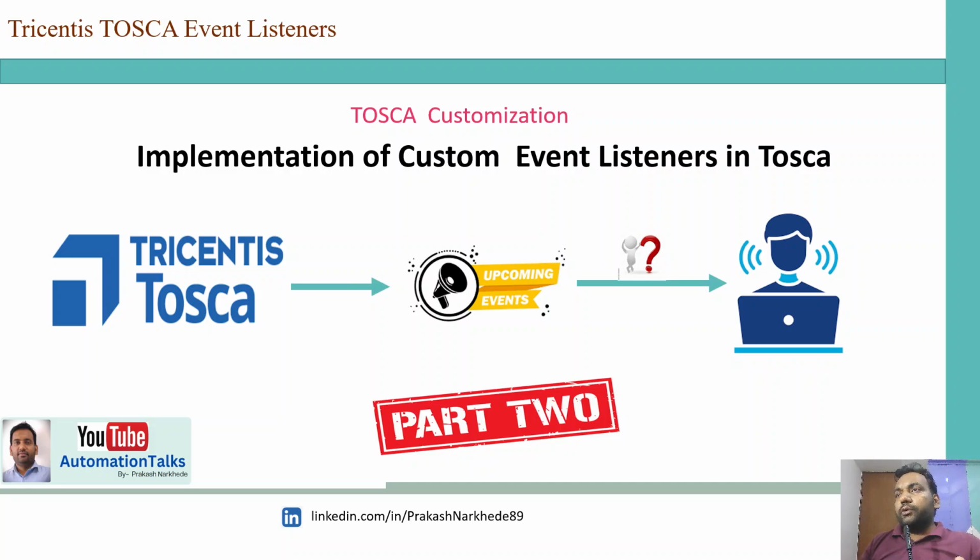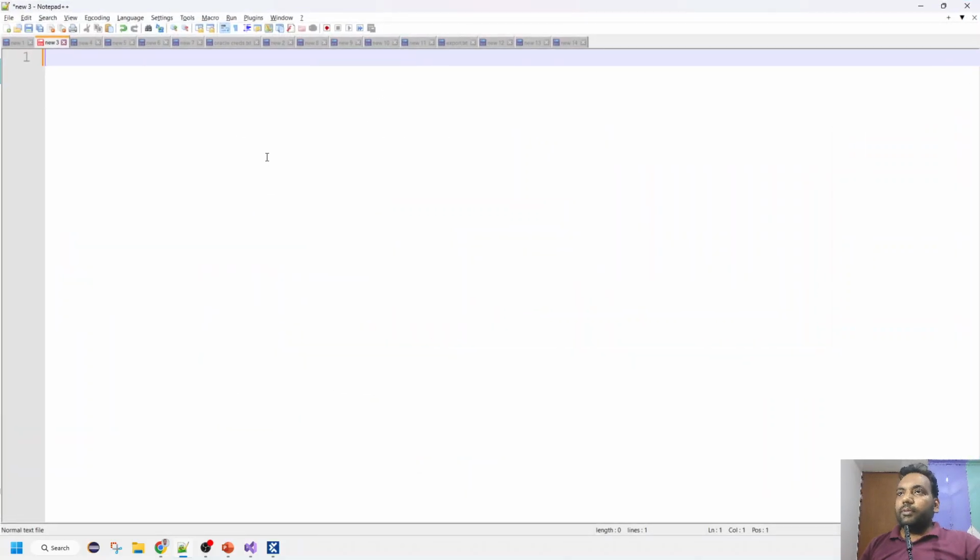This is part 2 of the video series. In fact, it's just two videos where I'm talking about event listeners in Tricentis Tosca. In my first video, I tried to explain at a very high level what event listeners are in Tricentis Tosca. In this particular video, I'll talk about how we can customize the event listeners, or rather how to use them. Okay, so let me pull my notepad here.